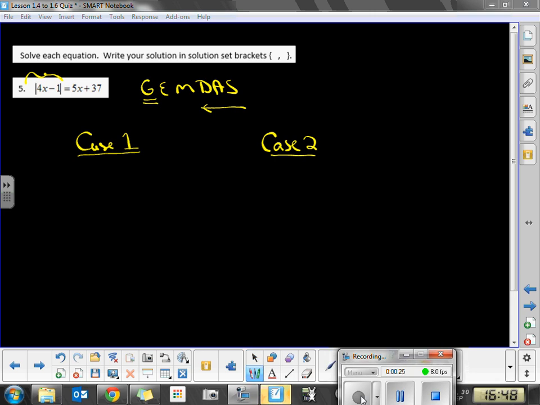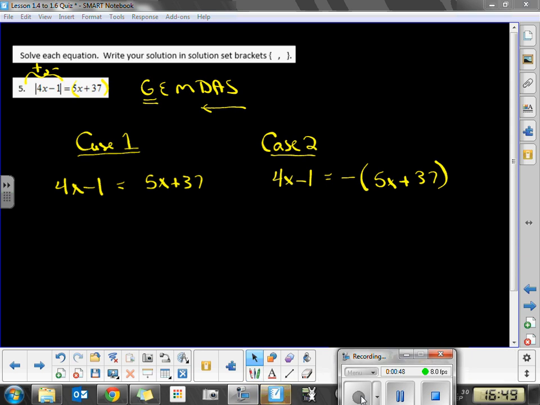So that is our mechanism. That's our strategy. Whatever's in here could either be a positive or a negative of this value out here. So that means my 4x minus 1 could equal 5x plus 37, or the stuff that's in that absolute value, 4x minus 1, could equal the opposite of that, 5x plus 37. So these are the 2 equations I have to solve independently.